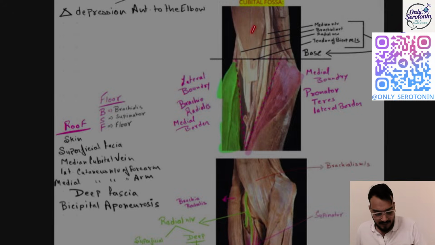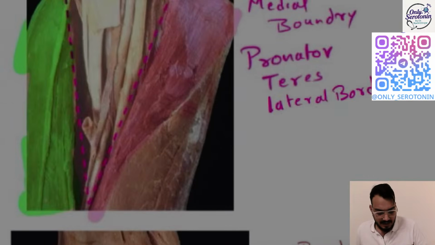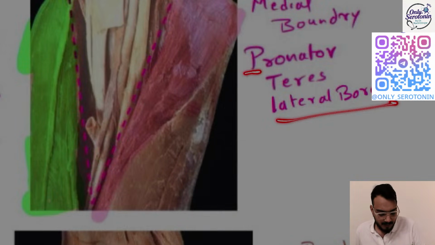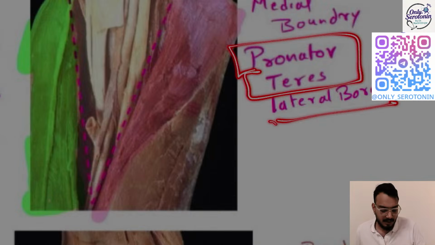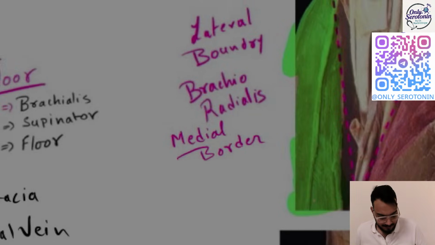Cubital fossa, again a very important topic, guys. We are having the medial boundary and the lateral boundary. Medial boundary is what, guys? It is the lateral border of the pronator teres muscle. It is the lateral border, don't forget the lateral border, guys. Then the lateral boundary is what, guys? It is the medial border of the brachioradialis muscle.